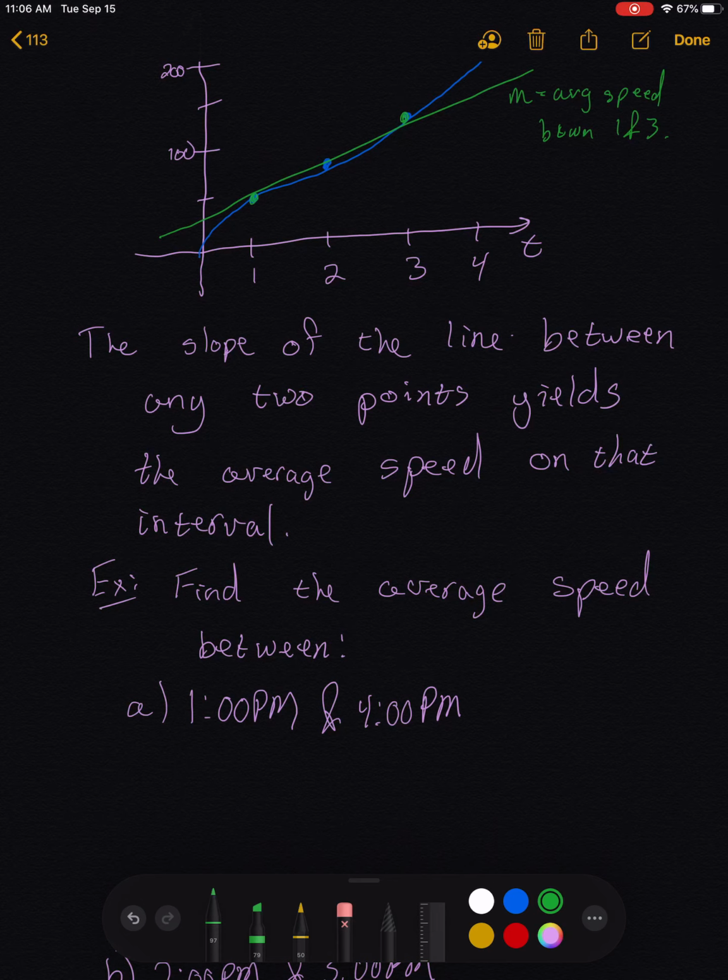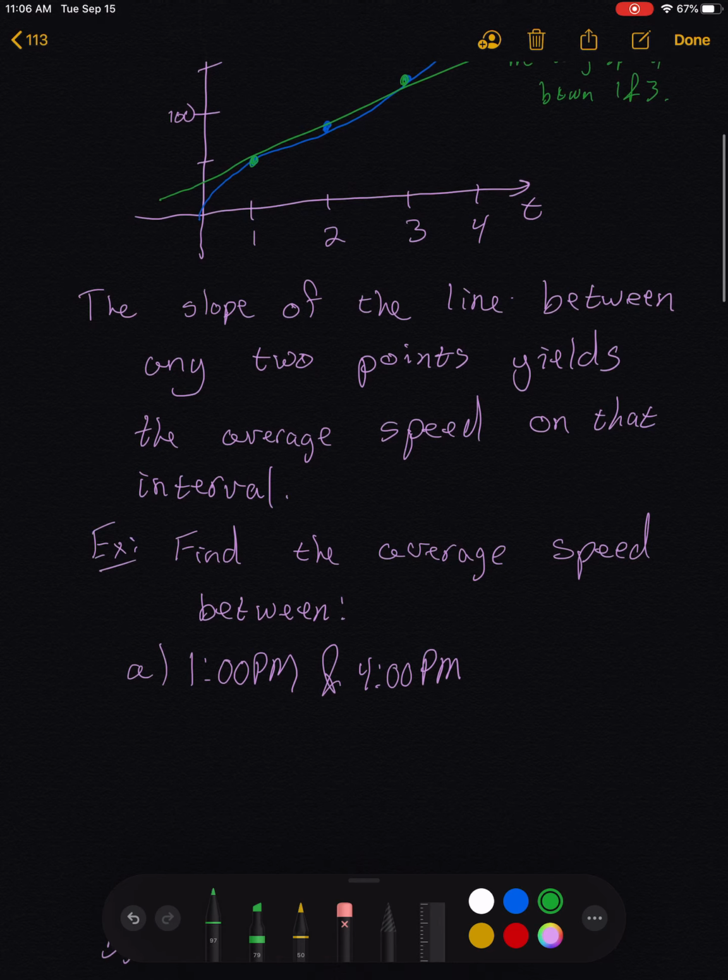Suppose we wanted to find the average speed between 1 p.m. and 4 p.m. So again, that speed is the distance traveled over time. And the way we could construct this is if we take the distance that we've traveled at 4 p.m. and subtract the distance that we traveled at 1 p.m., that would tell us how far we traveled between 1 and 4. And then we divide that by 4 minus 1, that would tell us how long we traveled between 1 and 4. And that would give us that average speed.